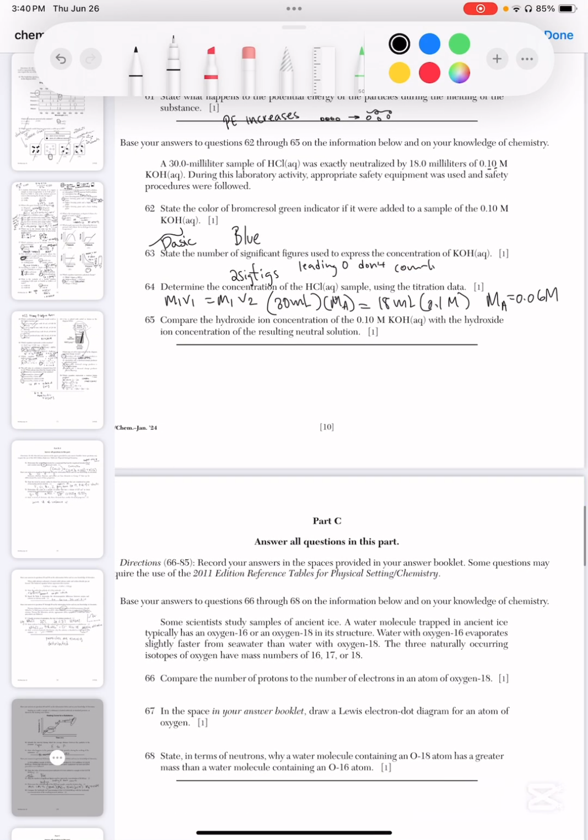Concentration, molarity, same difference. Compare the hydroxide ion concentration with the hydroxide ion concentration in the resulting solution. So there's more hydroxide in the KOH solution, more in the KOH solution.